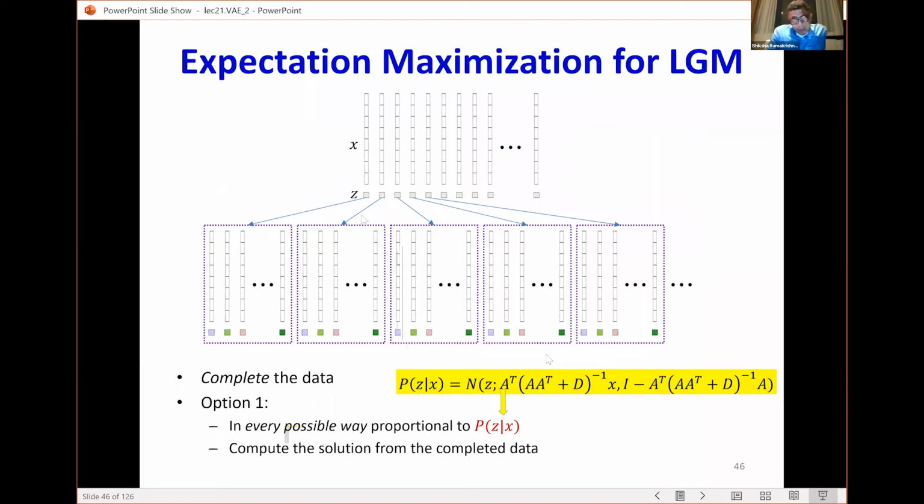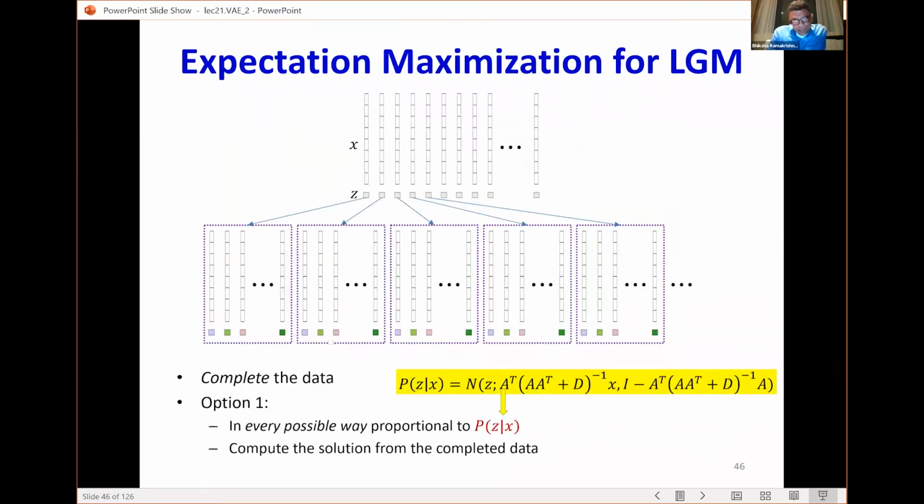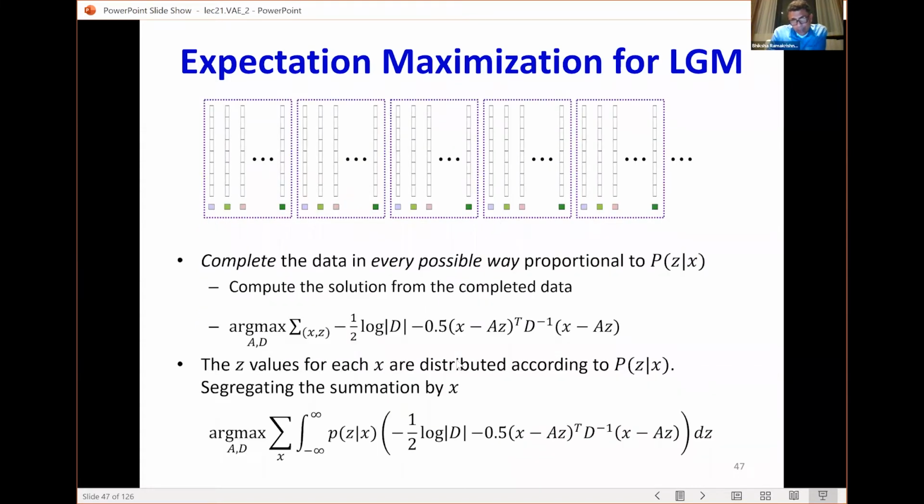And so what we would do is to fill in these missing components according to this conditional distribution for each x. And subsequently, we're going to re-estimate the parameters of the distribution from this completed data. We're going to estimate A and D from these completed data. And so the overall solution is we're going to complete the data in every possible way proportional to P of z given x, and then compute the solution by maximizing the likelihood of the completed data.